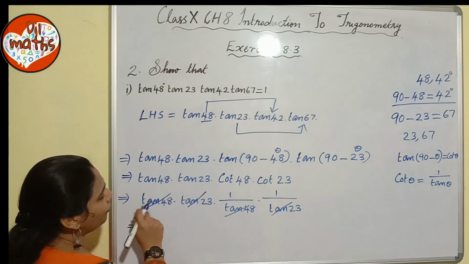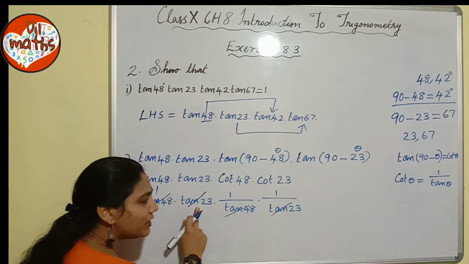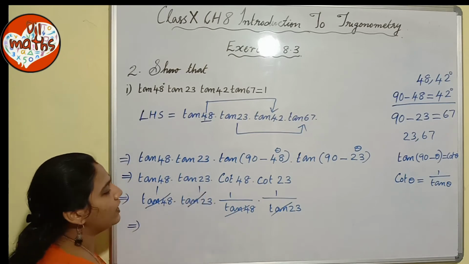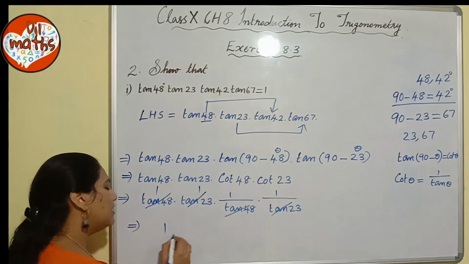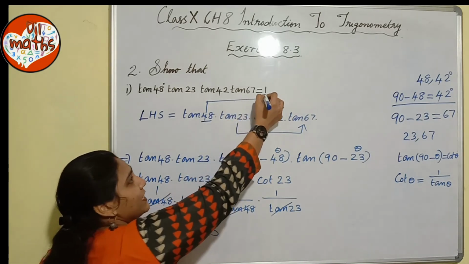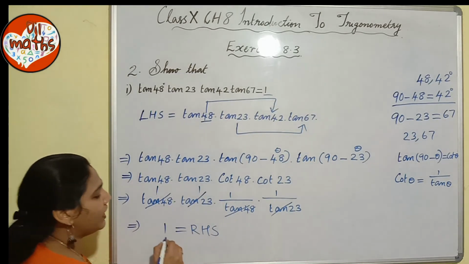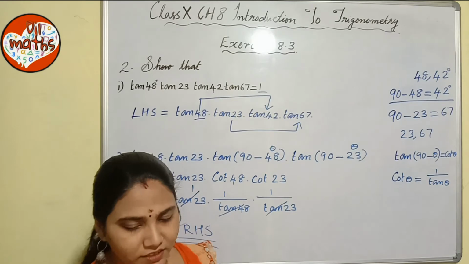Here you know that if you are cancelling this and this, you will get 1. Here you are cancelling tan 23 and tan 23, you will get 1. So 1 into 1 into 1 into 1, what do you get? Answer is 1. That's what we have to prove, because RHS, what is given? RHS is equal to 1. That's what we have to prove. Hope all of you understood. We will go to the next question.